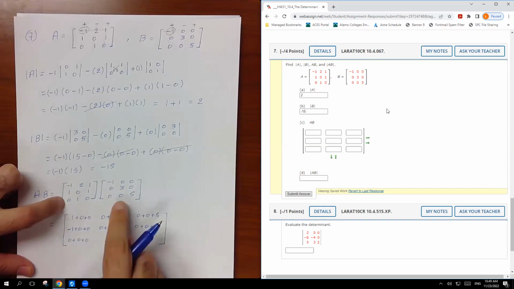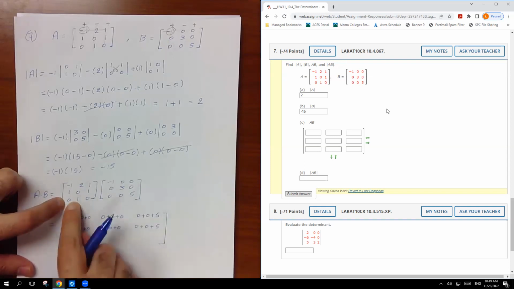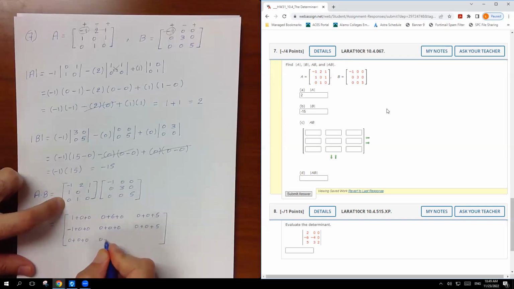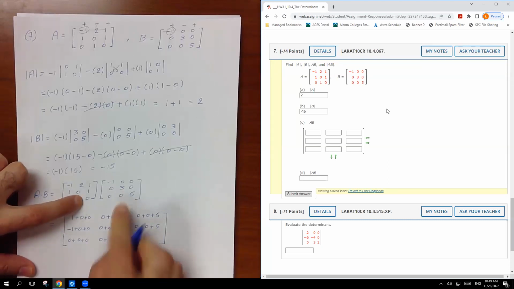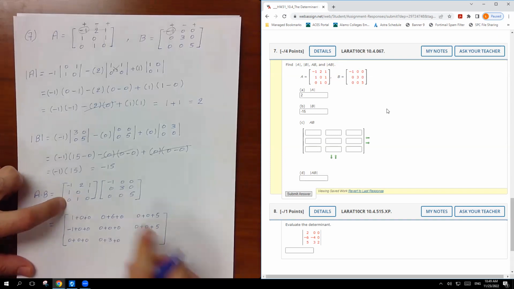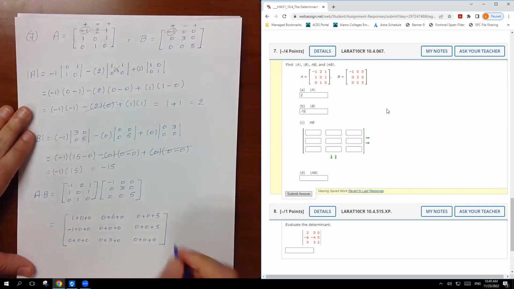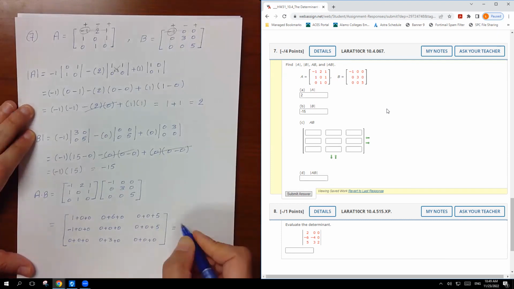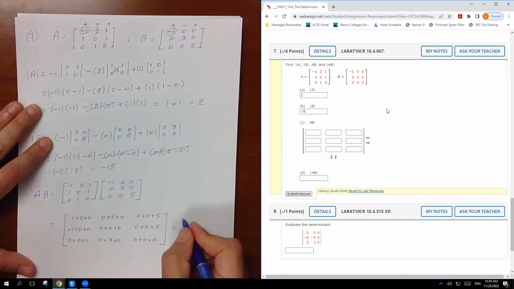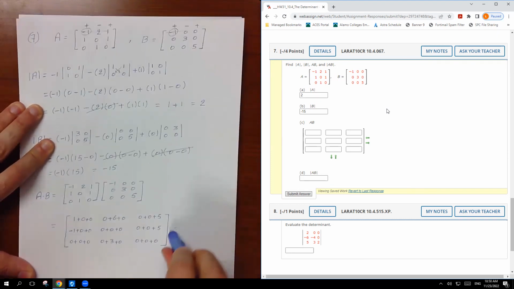The third row with the second column. So 0 times 0 is going to be 0. 1 times 3 is going to be 3. And 0 times 0 is going to be 0. The third row with the third column. 0 times 0 is going to be 0. 1 times 0 is going to be 0. And 0 times 5 is going to be 0. That means A times B is going to be, let's write down here.